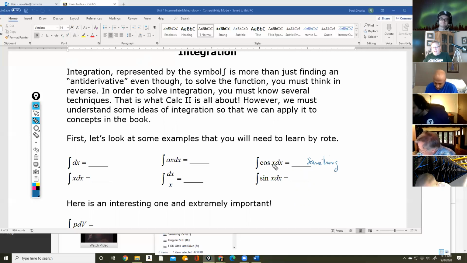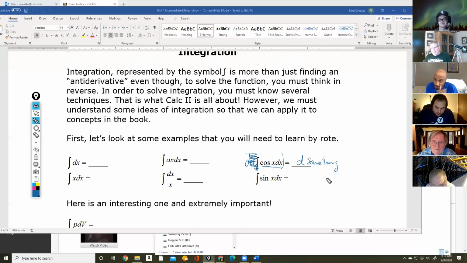So what's the answer to the integration of cosine x dx? Something. Now, if you write this on a test, I'm going to have to cut it off. But do you understand that integration is really the inverse function of the derivative? So if I take the derivative of both sides, this goes away. What I'm basically asking is, cosine of x dx is the derivative of something.